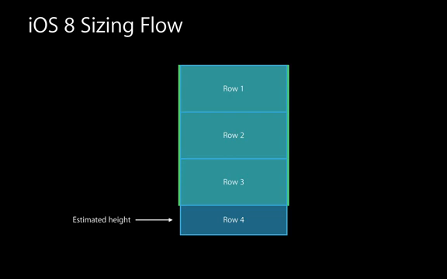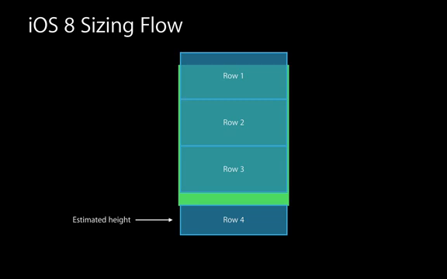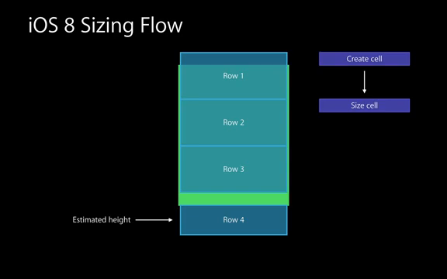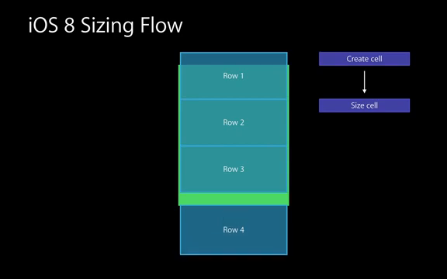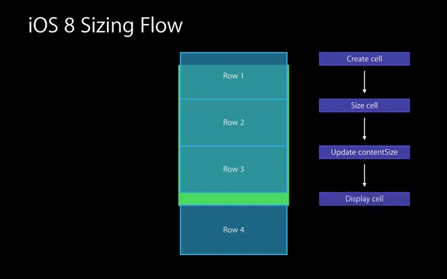Now, when the user scrolls, at that time, we need to bring on screen row 4, which up to this point only has an estimated height. So at that time, we will create the cell. After creating it, we will ask the cell how big it should be. Then we use that size, if it's different from the estimated size, to adjust the content size of the table view. And only then, after we've adjusted the content size and taken the size from the cell, do we actually put that cell on screen.